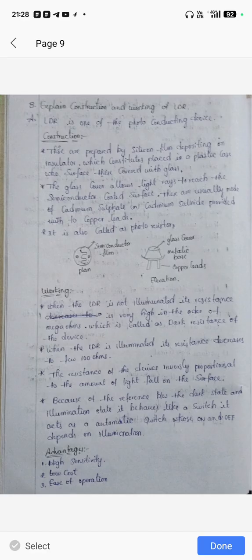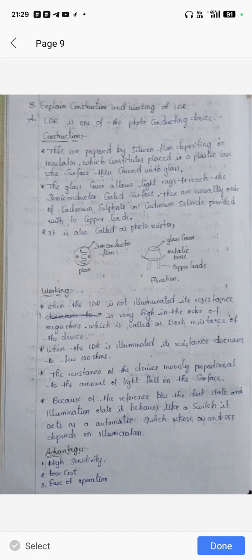Okay, next we go to working. When the LDR is not illuminated, its resistance is very high, in the order of megaohms, which is called the dark resistance of the device. When the LDR is illuminated, its resistance decreases to a few hundred ohms. The resistance of the device is inversely proportional to the amount of light falling on the surface. Because of the difference between the dark state and illuminated state, it behaves like a switch. It acts as an automatic switch whose on and off depends on illumination.